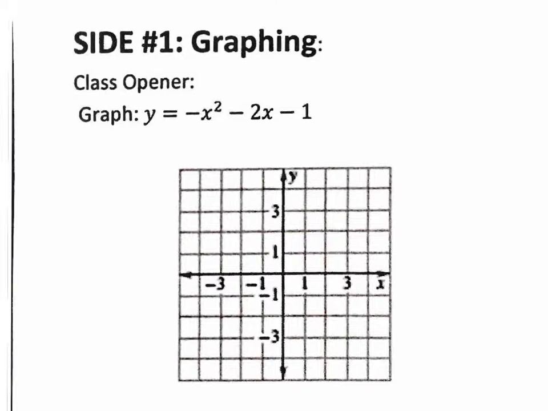All right, so we are starting section 9.3. It's vertex form. It's just a different way or different shape of an equation, and it tells you different things. We're used to standard form. We're going to be learning about vertex form. Before we begin the lesson, let's just do the class opener.